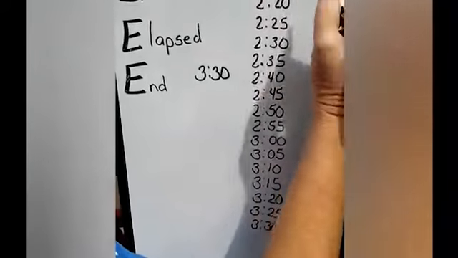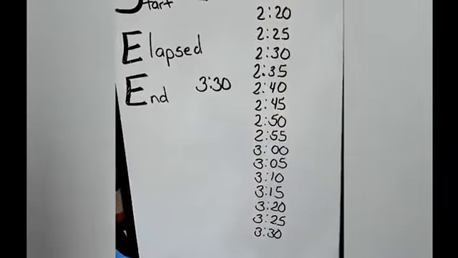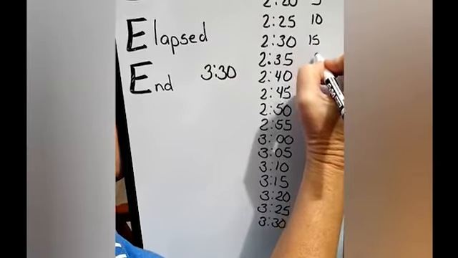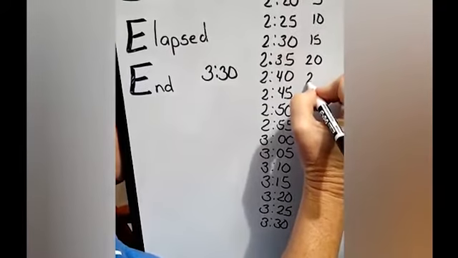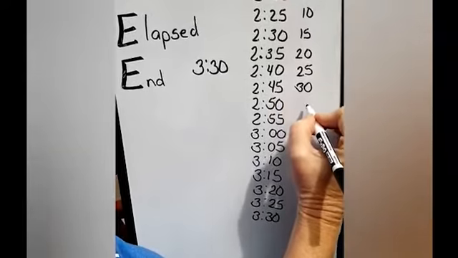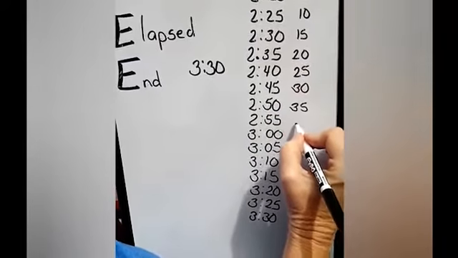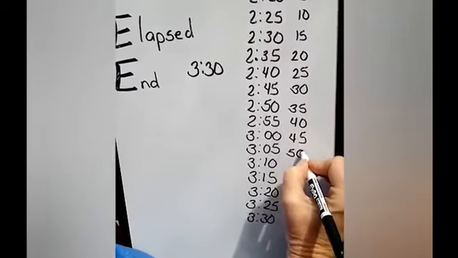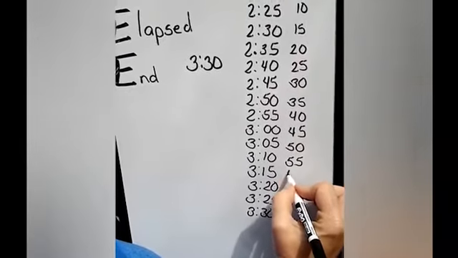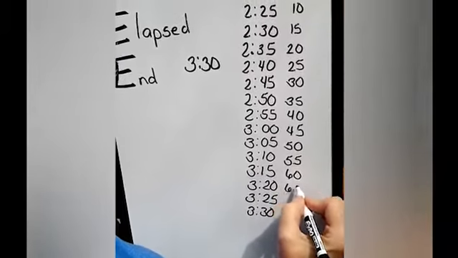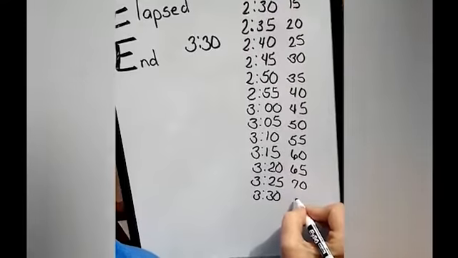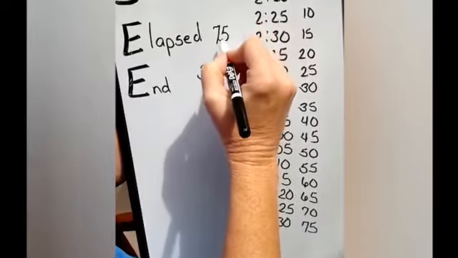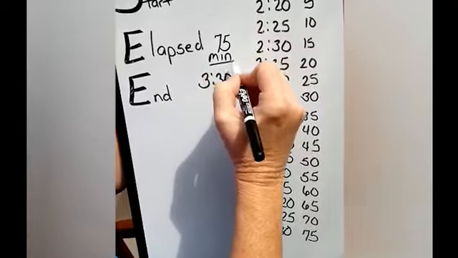Okay, so here I am at start time. That's 0 minutes. I haven't gone anywhere yet. So 5 minutes, 10 minutes, 15 minutes, 20 minutes, 25, 30, 35, 40, 45, 50, 55, 60, 65, 70, 75. So I think Blaine practiced for 75 minutes.